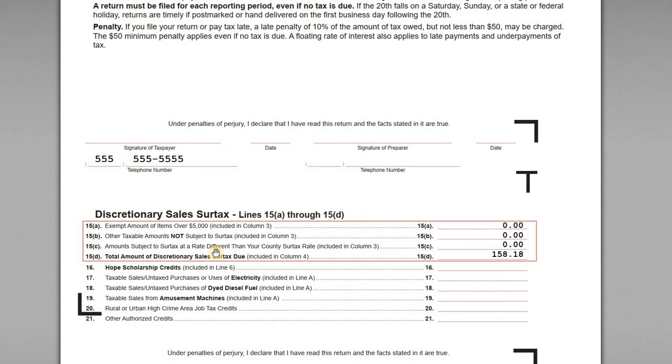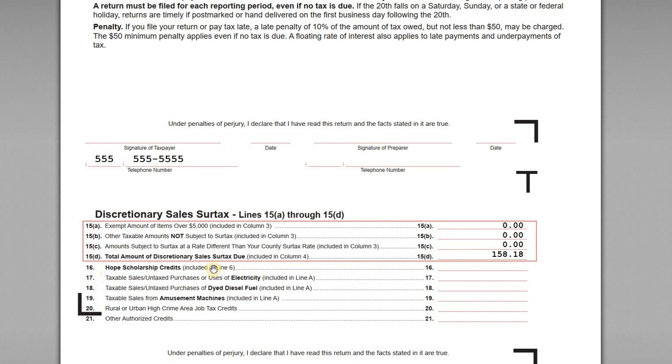This is where you would separately calculate that if you had different rates within a county, or if you had exempt amounts, so sales exceeding $5,000. If you sell a piano or something and it's more than $5,000, you don't have to collect the additional discretionary tax on amounts over that value. But the one component you definitely always will see is the line 15D amount.